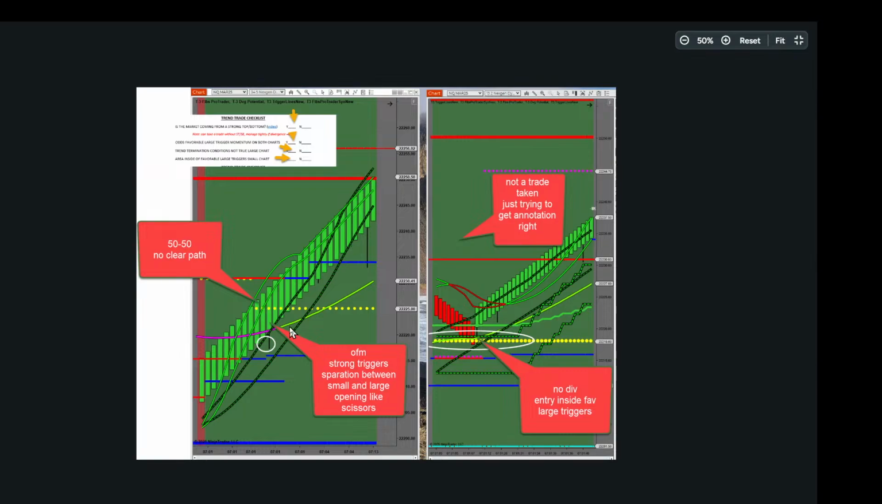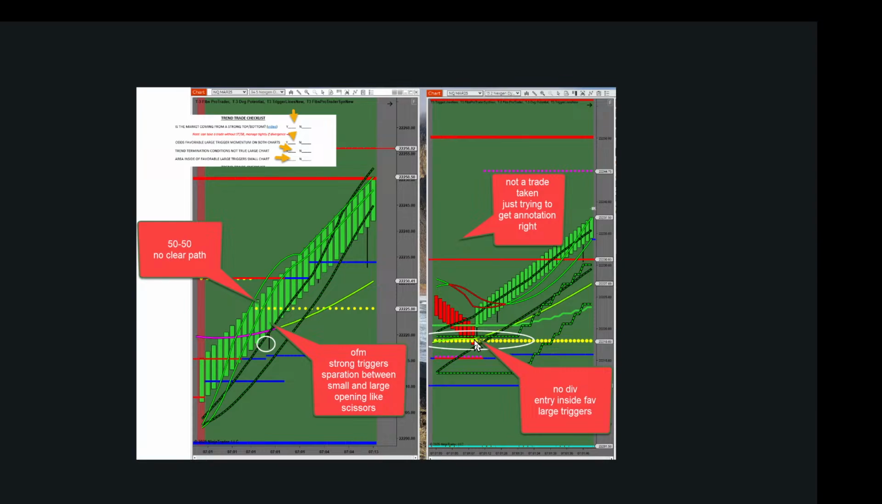I've got strong triggers. Separation between the small and large, opening like scissors. It's only a 50-50. My smalls are through, but my large are not. I haven't reached the next area. These one-to-ones have the potential to break. Not a trade taken. No divergence. Entry inside of favorable large triggers.